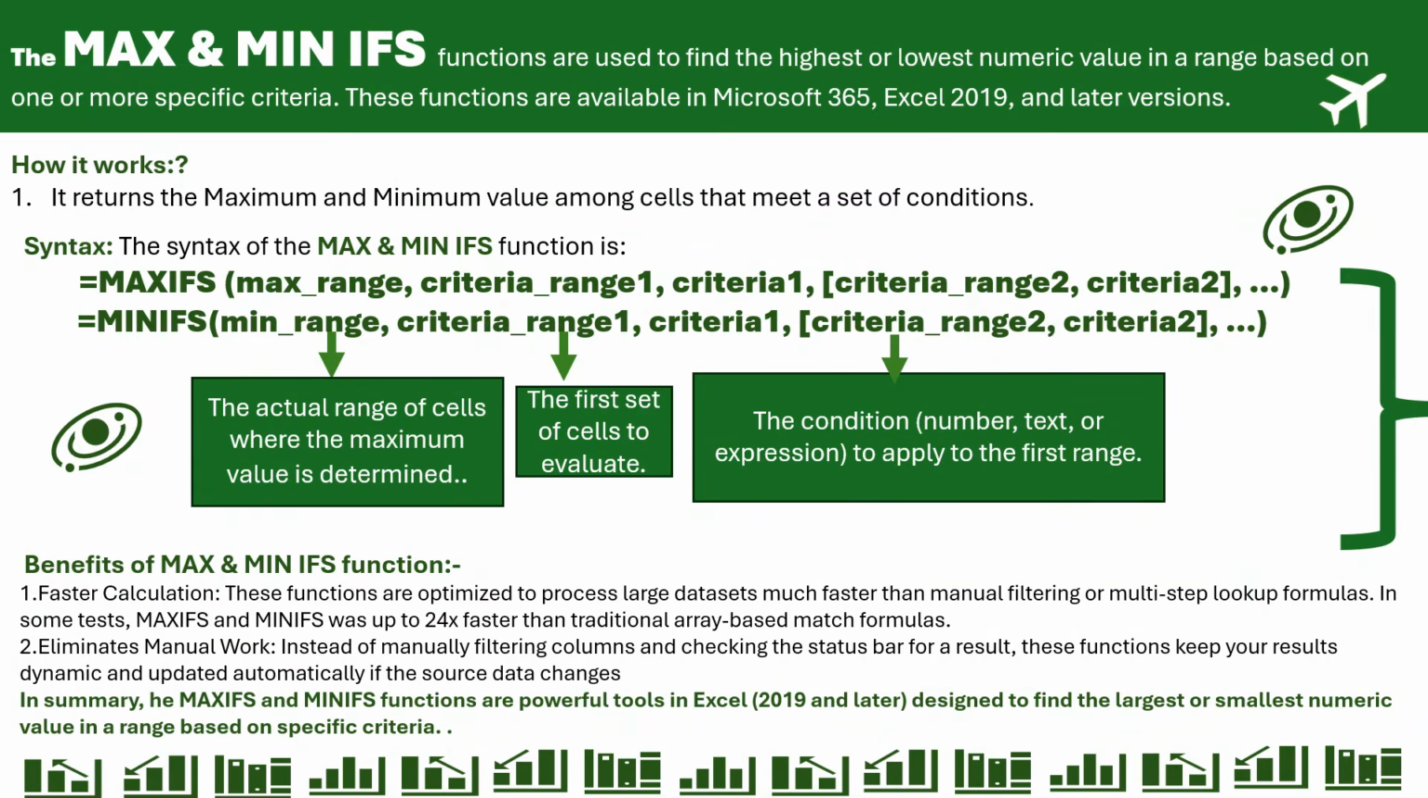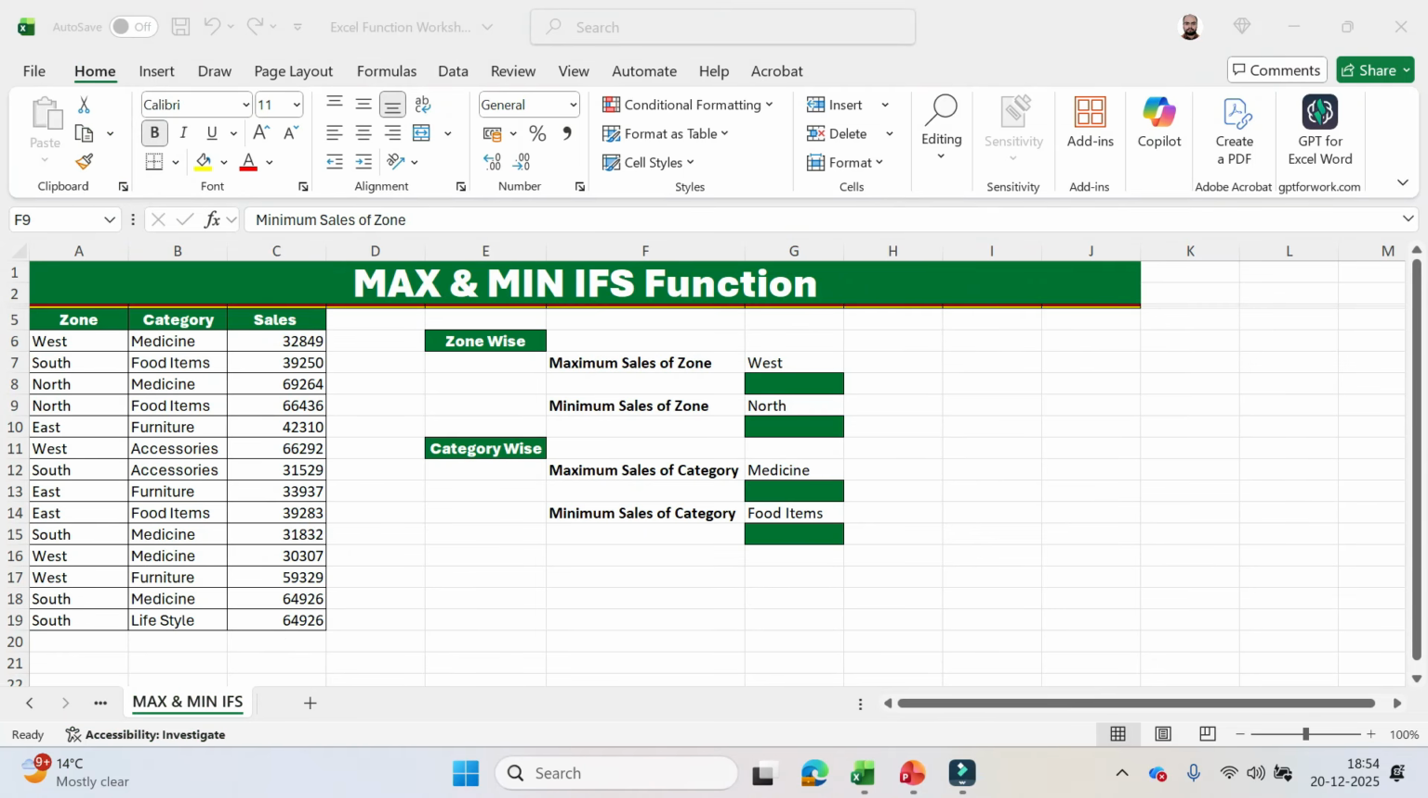In summary, the MAXIFS and MINIFS functions are powerful tools in Excel 2019 and later versions, designed to find the largest or smallest numeric values in a range based on specific criteria. Now let's learn practically how these functions work.